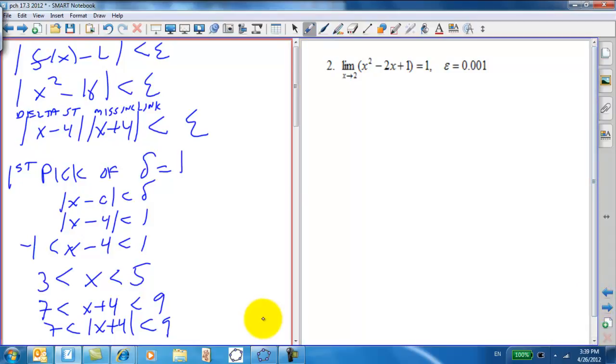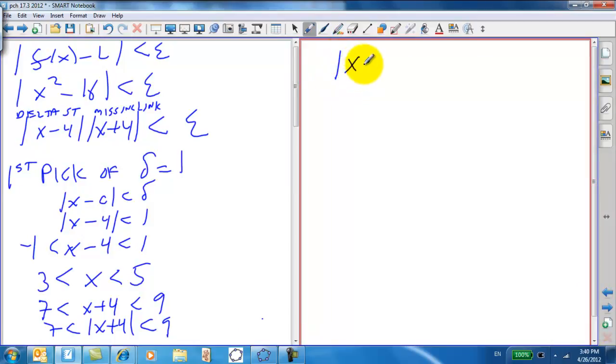Now here's the tricky part. I'm going to choose just to pick the right half of that inequality, and it'll serve us well because I'm going to multiply both sides by the absolute value of x minus 4.